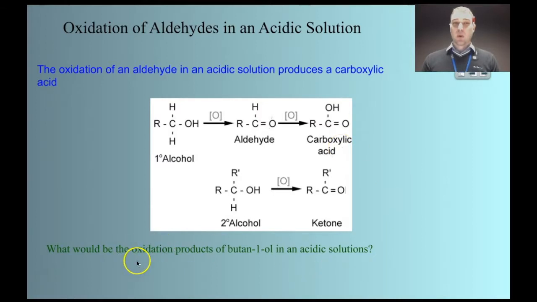So down here I've got a bit of a question. What would the oxidation products of butanol be in acidic conditions? So have a think about it. So the oxidation products of butanol, initially it will be butanal.